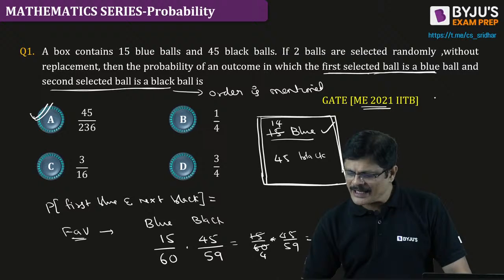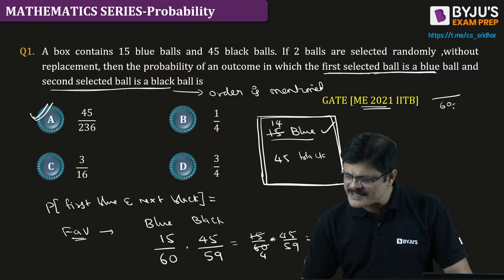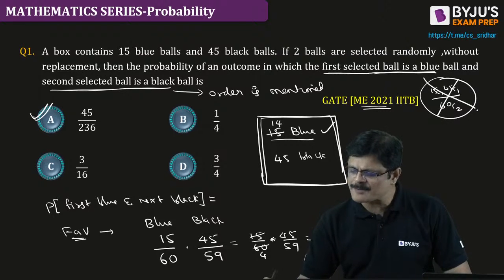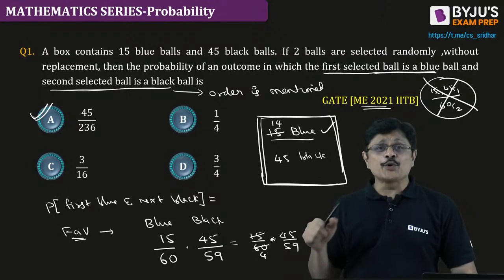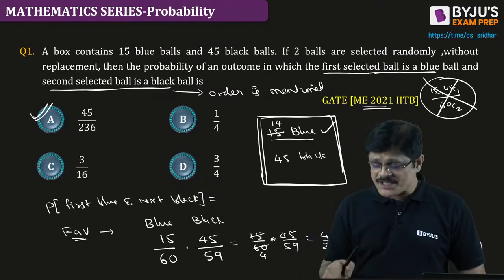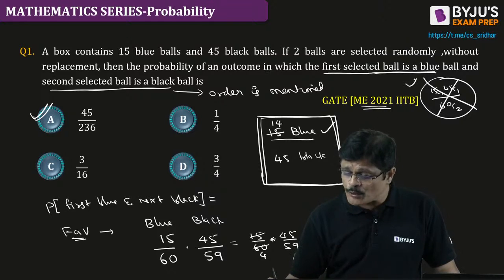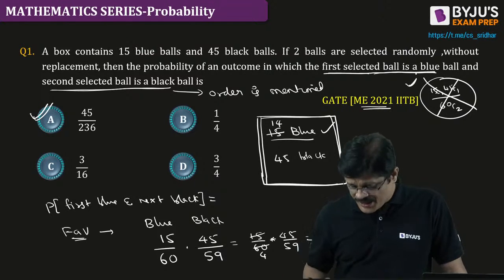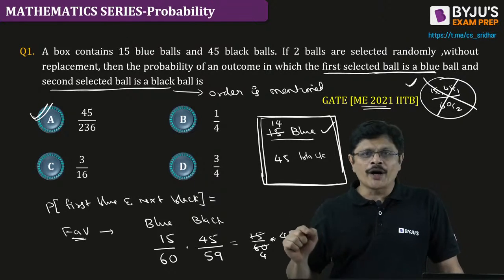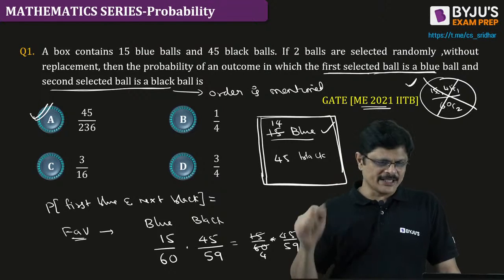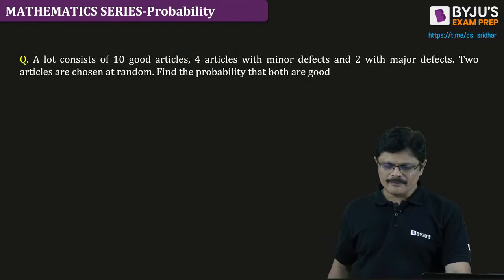And don't do it like 6C2, 15 into 15C1, 45C1. Don't do this. This is wrong for this problem. This answer you can do if the order is not mentioned. If he says that one blue ball and one black ball is selected, then you can do it. If the order is mentioned, you have to solve by this method. Please remember.